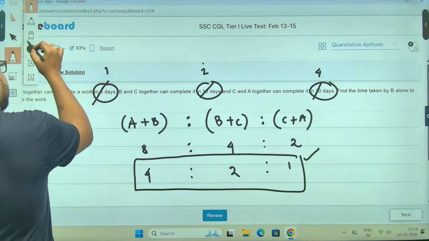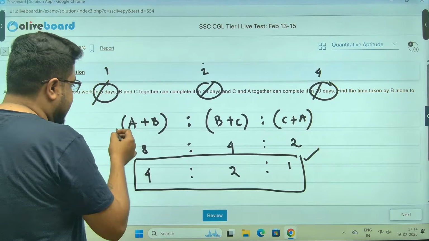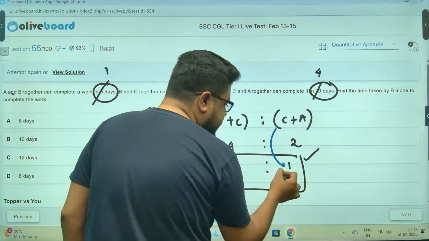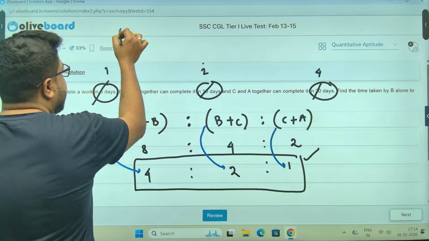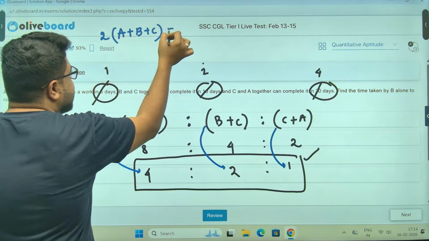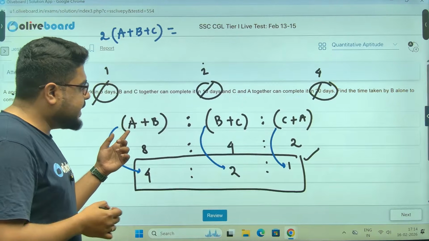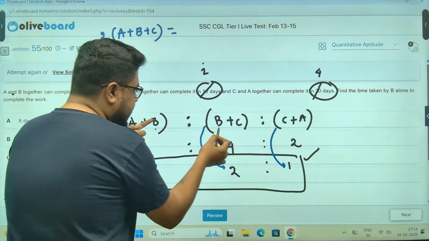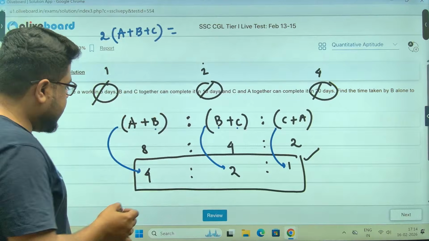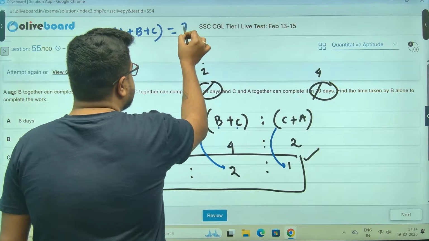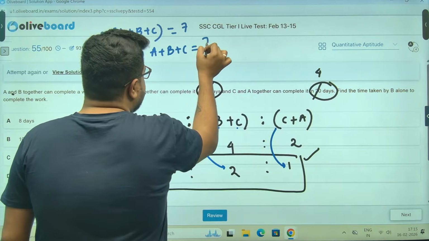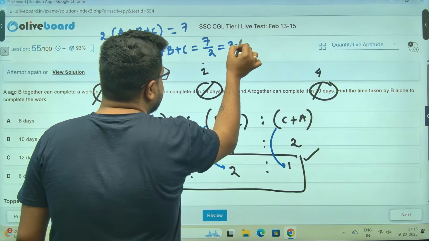So I can directly now say, A plus B can do 4 units a day, B plus C 2 units a day, C plus A 1 unit a day. And what is their combined efficiency, sir? If I just add all this, I'll get twice of A plus B plus C. You see, A is here and here twice. B is here and here twice. C is here and here twice. So twice of this is 4 plus 2 plus 1, that is 7, sir. So A plus B plus C combined efficiency is 7 by 2 or 3.5 units a day.